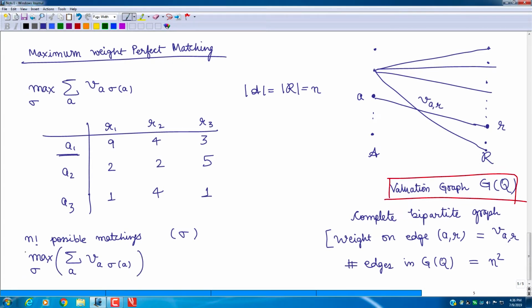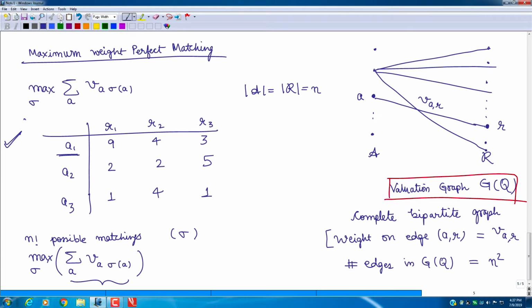So you have n factorial matchings. You compute this particular value for sigma 1, sigma 2, till sigma n factorial, and you take the maximum of it. So basically the argmax of this particular quantity would be the max weight perfect matching which we are looking for. It would be clear in a minute why I am defining this particular term. But in this particular illustration, can someone tell me what is the max weighted perfect matching here?